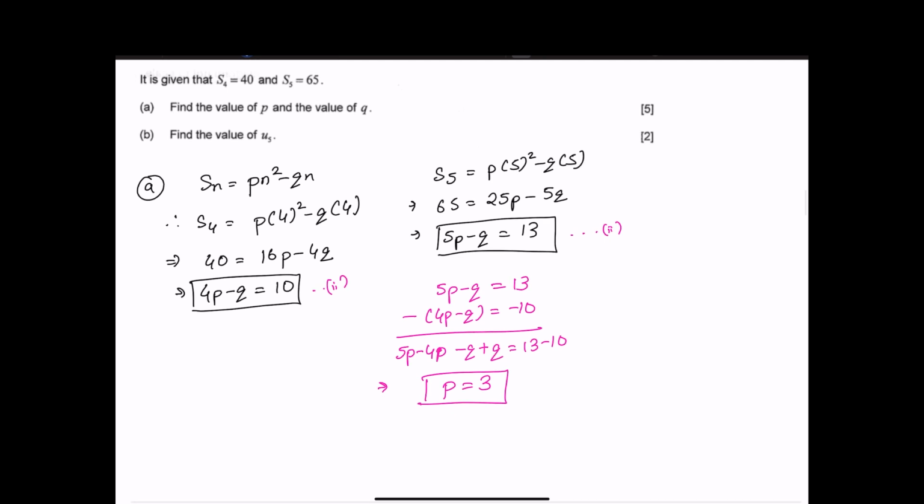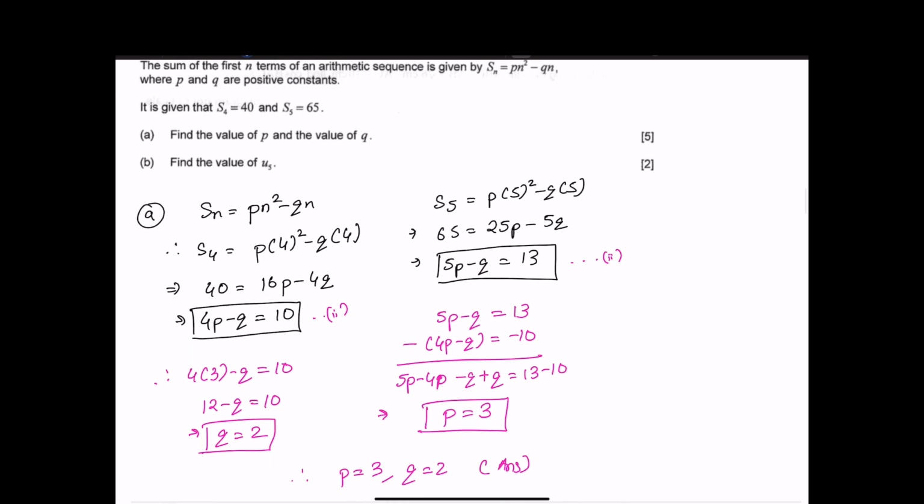I can put this p equals 3 in any one of the equations, I'll get the value of q. So 4 times 3 minus q would be equal to 10. So 12 minus q is 10. So q would be equal to 12 minus 10, which is 2. Therefore, p equals 3, q equals 2. This will be the answer to part A.